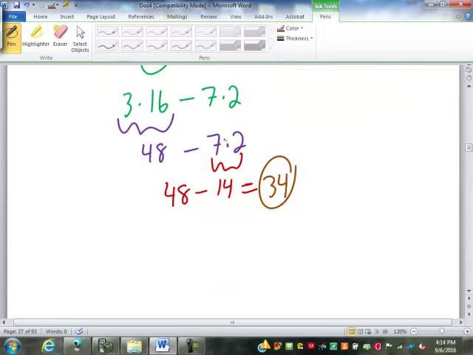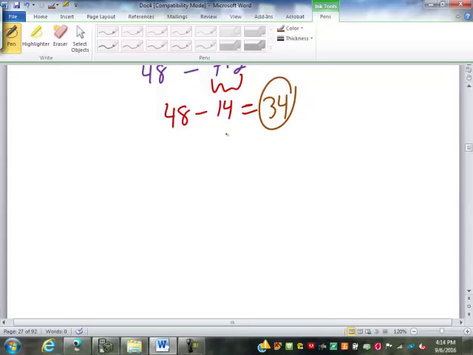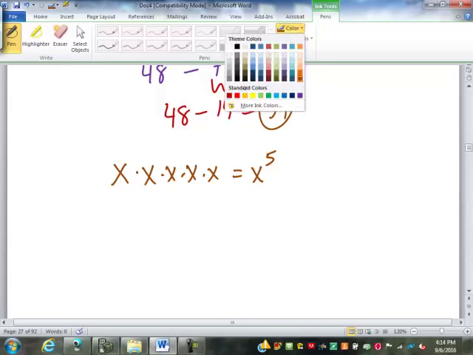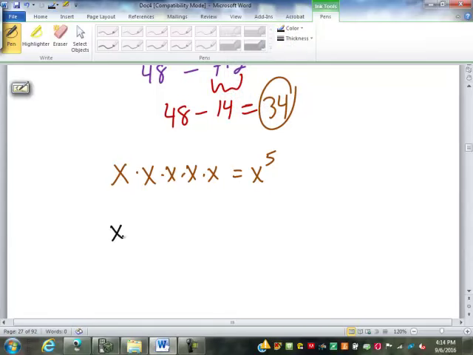Okay, so now some other things we can look at. We've looked at powers briefly, but I just want to review. If I have something like this, how can I abbreviate that? X to the fifth. Good. 5 x's multiplied together can be abbreviated as x to the fifth. Likewise, if I have x to the third power, that can be split back up into 3 x's multiplied together.